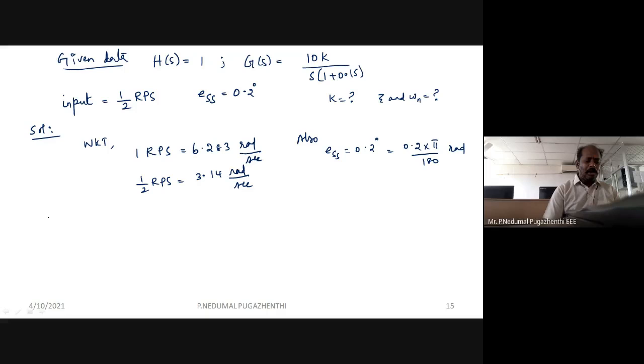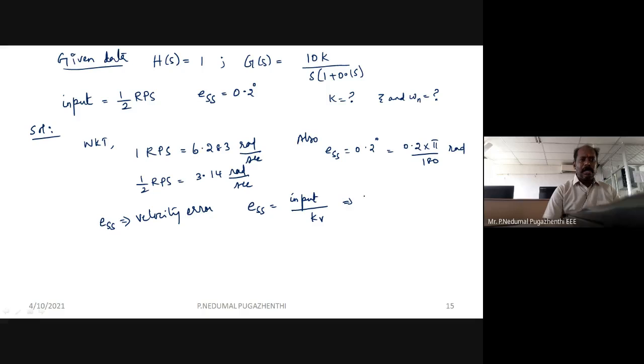Okay. Now let me start with the problem. So the steady state error: this is a type 1 system, and the steady state error is provided as velocity error. So I have to write the steady state error in terms of Kv. It is going to be the amount of input divided by Kv. It is equal to 1 by Kv if it is a unit input, but here the input is changing. Input is 3.14 radians per second. So I will put input divided by Kv. Is that right or not?